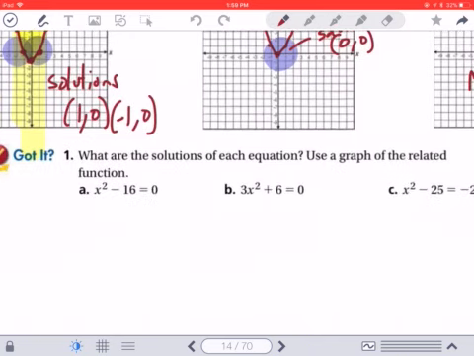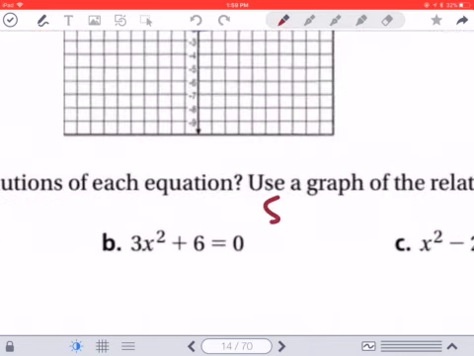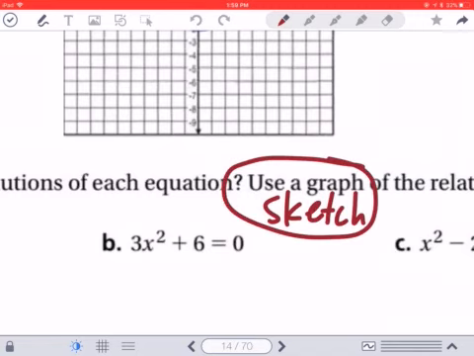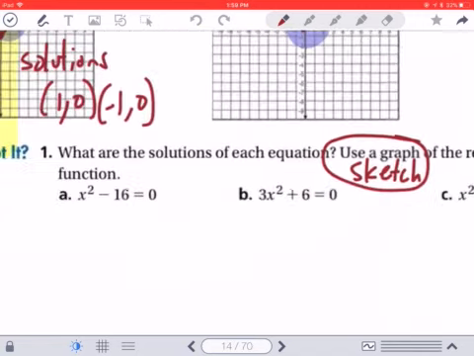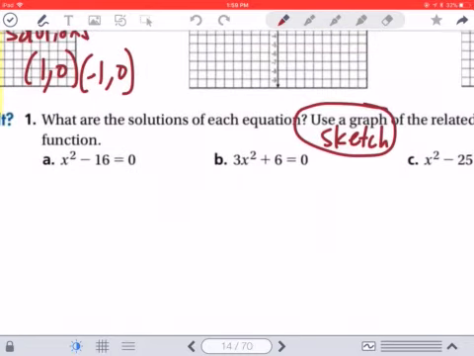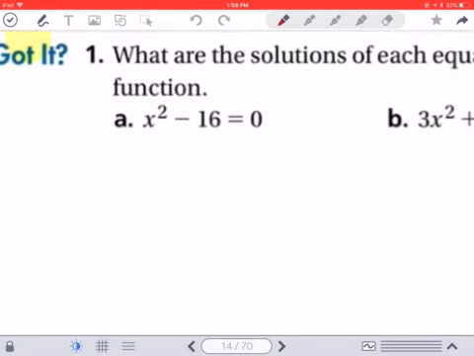All right, what are the solutions of each equation? Use a graph of the related function. Okay, so it says use a graph. We're just going to sketch a graph for our homework and for these examples. I'll do A and you guys could do B and C. So x squared minus 16.